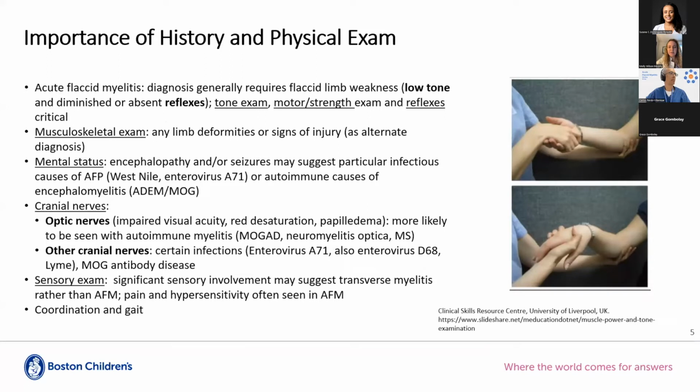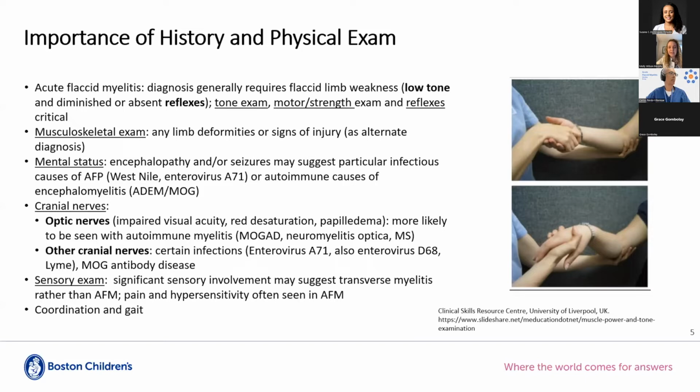Okay, so importance of the physical exam and particular physical exam points to make. As Dr. Otten reviewed, acute flaccid myelitis diagnosis requires flaccid limb weakness, so low tone and/or diminished or absent reflexes. So the tone exam, the motor strength exam, and the reflexes are obviously all critical. But additional points of the exam that you want to focus on are the musculoskeletal exam to look for any limb deformities or signs of injury, which might suggest an alternate diagnosis.